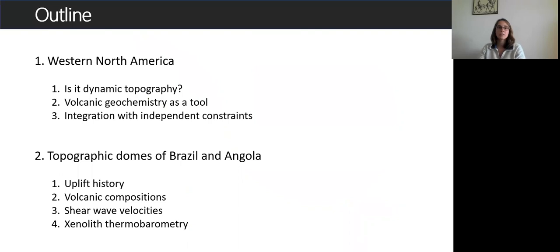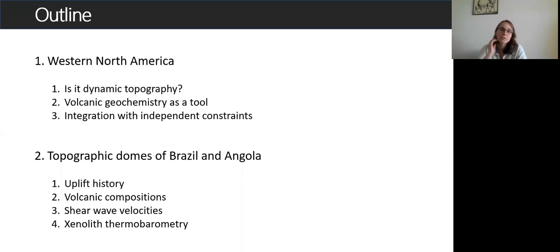And I've split the talk into two parts. The first half is going to be a nice, neat little story about Western North America, which I'm going to use as a proof of concept. I'll show you why we think dynamic topography is happening there. I'll show you that, yes, we can use volcanic compositions as a tool to understand the upper mantle. And importantly, those volcanic inferences also match what we see in independent observations from geophysics or geology.